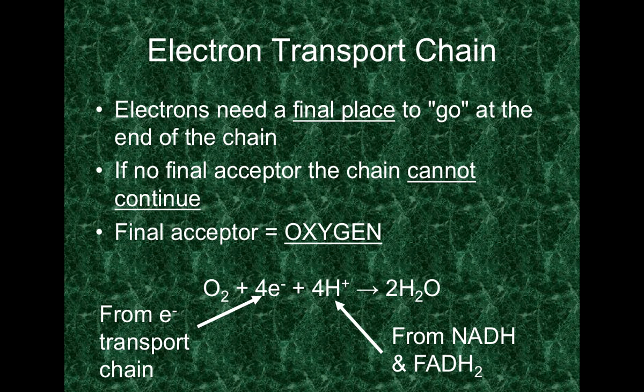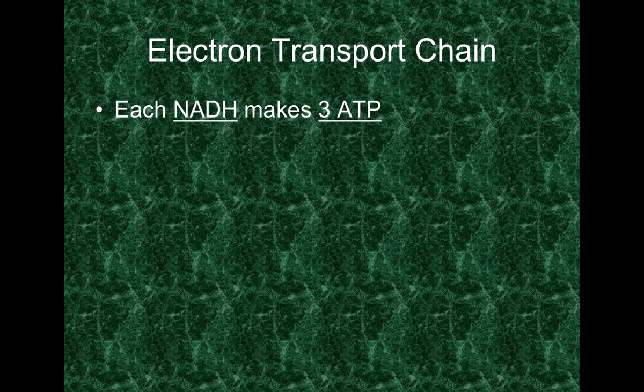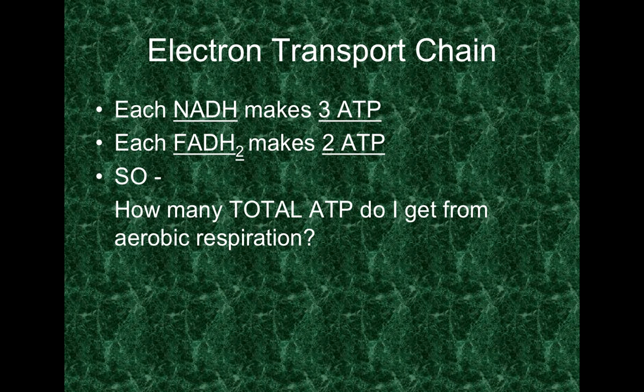So, how much ATP do we actually get from the electron transport chain? Well, each NADH makes 3 ATP, and each FADH2 makes 2 ATP. So let's take a look at how many total ATP we get by going through the process of aerobic respiration.